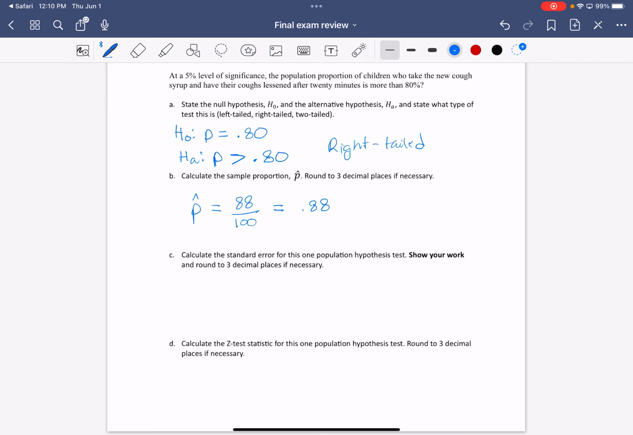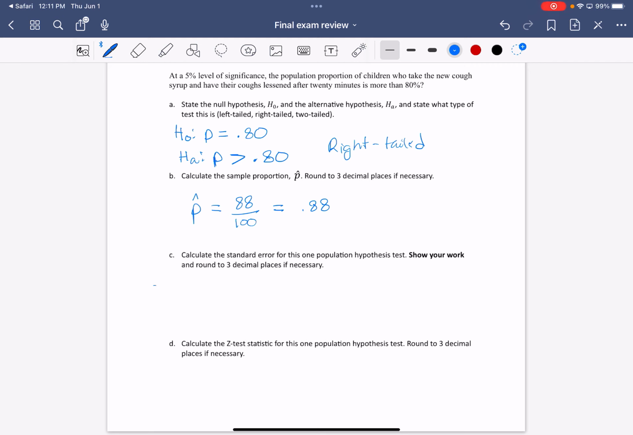Part C, calculate the standard error for this one population hypothesis test. The standard error formula is on your formula sheet, the very first formula sheet, okay? It's on the front page. Remember, the front page was Unit 6. The back page was Unit 7. And then the front page was first confidence intervals and then hypothesis testing. We're working with hypothesis testing, so look for the standard error for hypothesis testing from your first formula sheet.